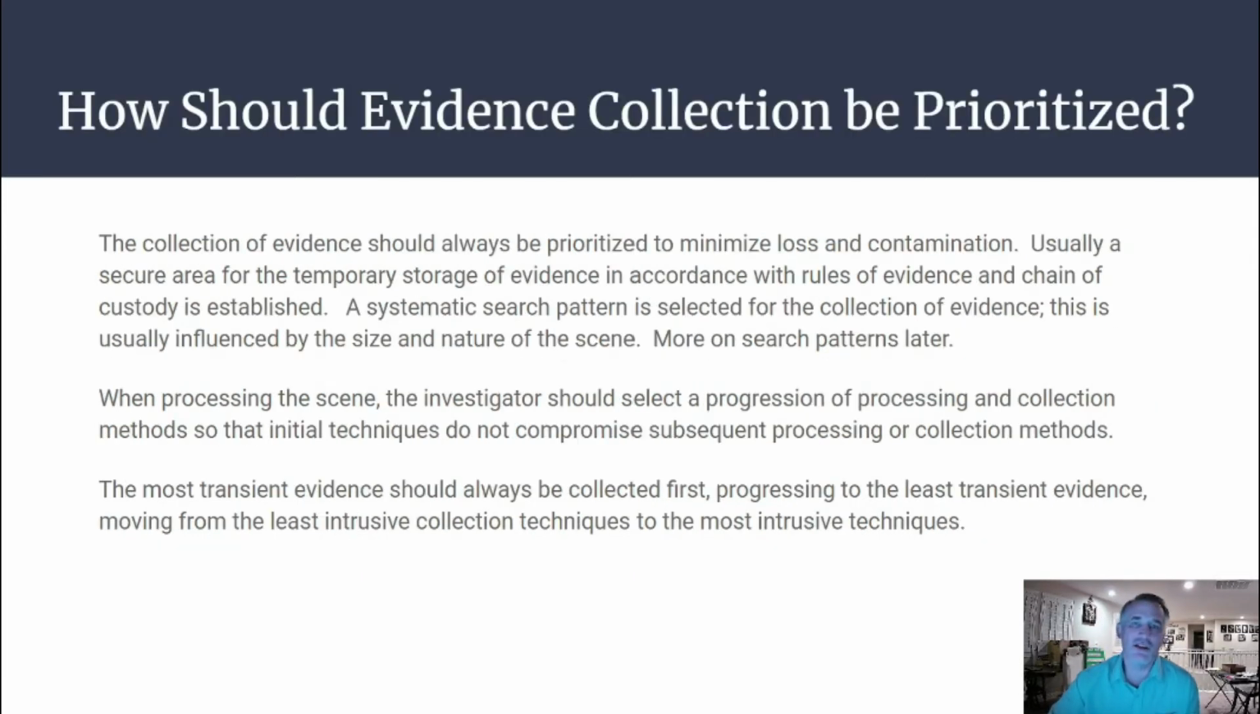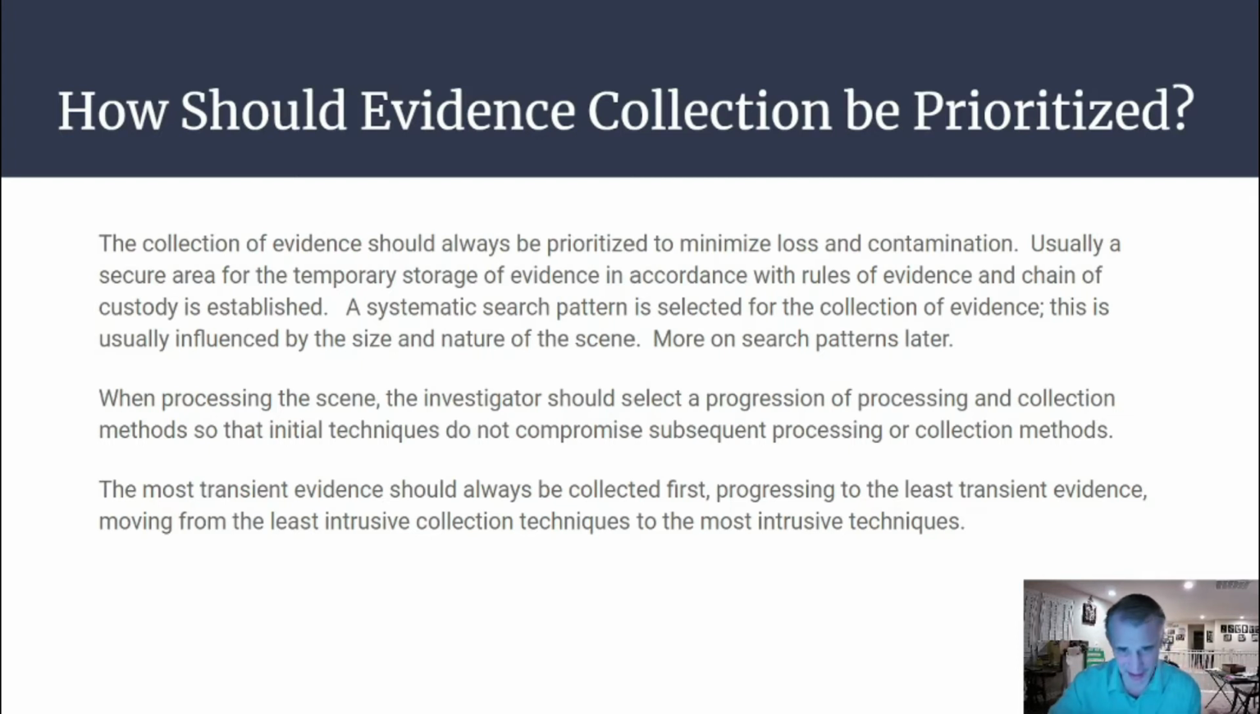All right. So, how should evidence be collected and prioritized? Collection of evidence should always be prioritized to minimize loss and contamination. So we want to really collect the fragile stuff first, the stuff that could be easily lost or easily contaminated. We want to do those techniques first. Usually, a secure area for the temporary storage of evidence in accordance with the rules of evidence and chain of custody is established. A lot of times, that's in your command center. A systematic search pattern is then selected for collection of evidence. This is usually influenced by the size and nature of the scene, and we'll go more on search patterns later. Matter of fact, we'll spend most of these notes looking at different search patterns.